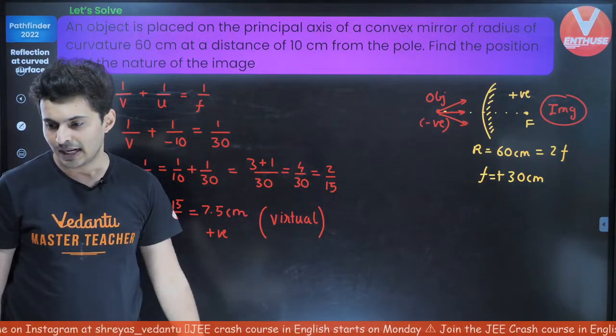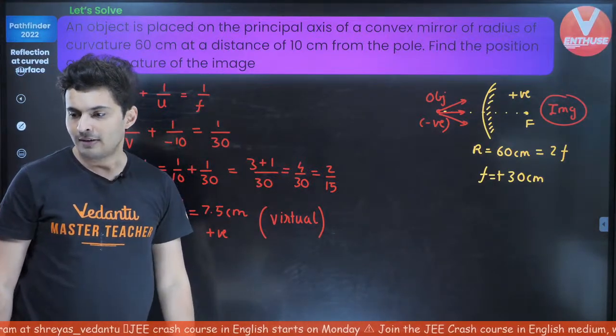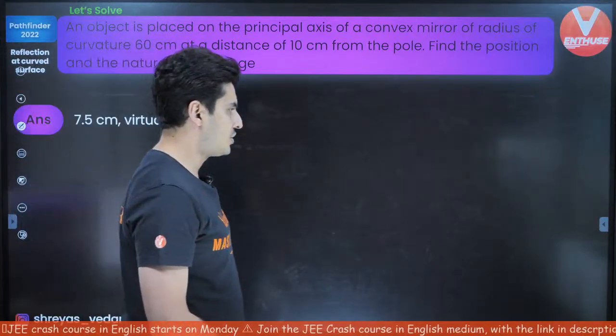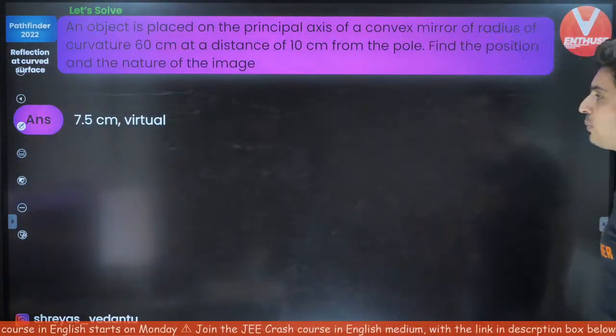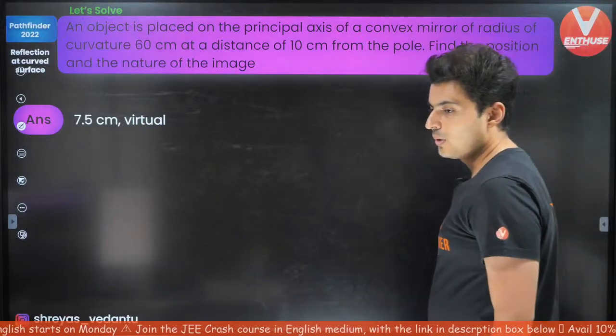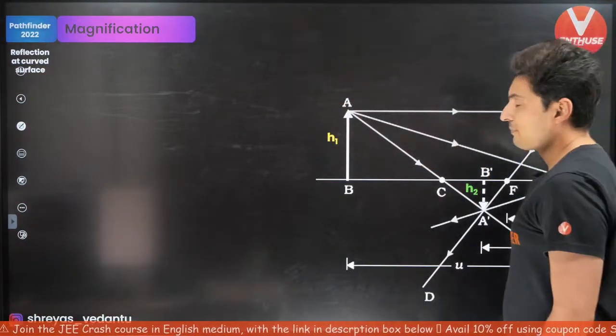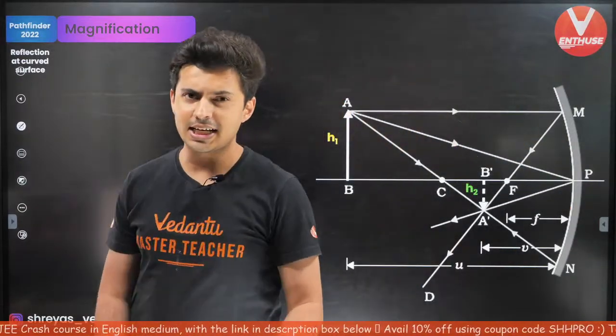Excellent. All right. So very good. Very good. Excellent. Let's move on to the next question, coming up on your screen. Yes, 7.5 centimeter virtual. Many of you got it. Excellent. Now, magnification. Next formula coming up on your screen.